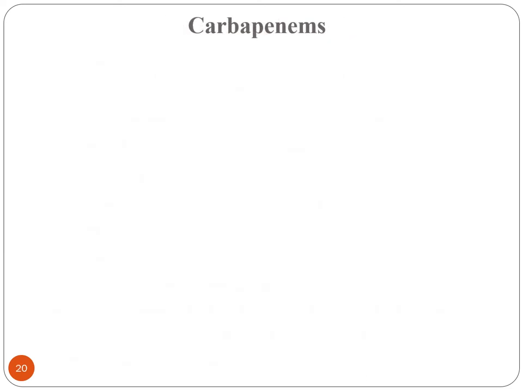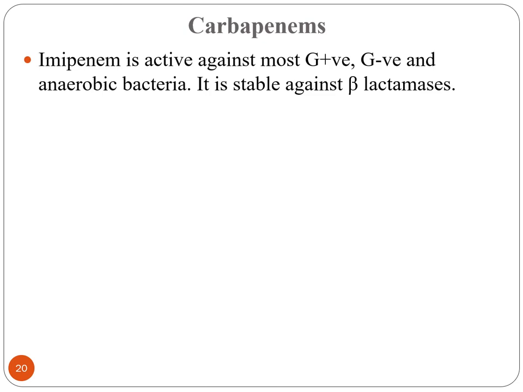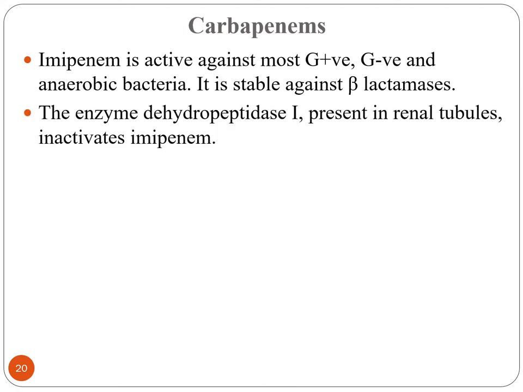We have the carbapenems, which are bacterial cell wall synthesis inhibitors. A famous drug belonging to this group is called imipenem. Imipenem is active against most gram-positive and gram-negative bacteria and anaerobic bacteria. It is stable against the beta-lactamase enzyme. The enzyme dehydropeptidase 1, which is present on the renal tubule, is responsible for the inactivation of imipenem.